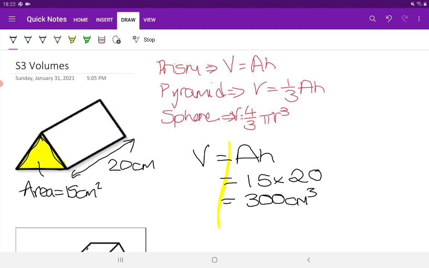And sometimes you'll be given that area, so I've just told you the area there was 15.